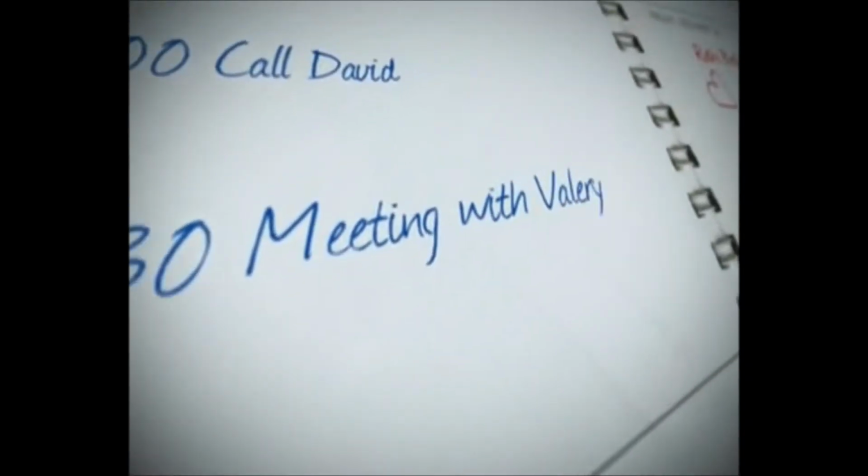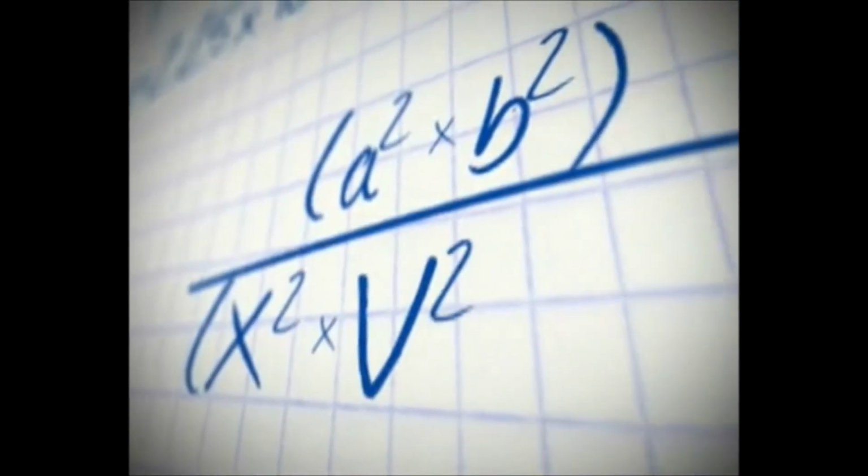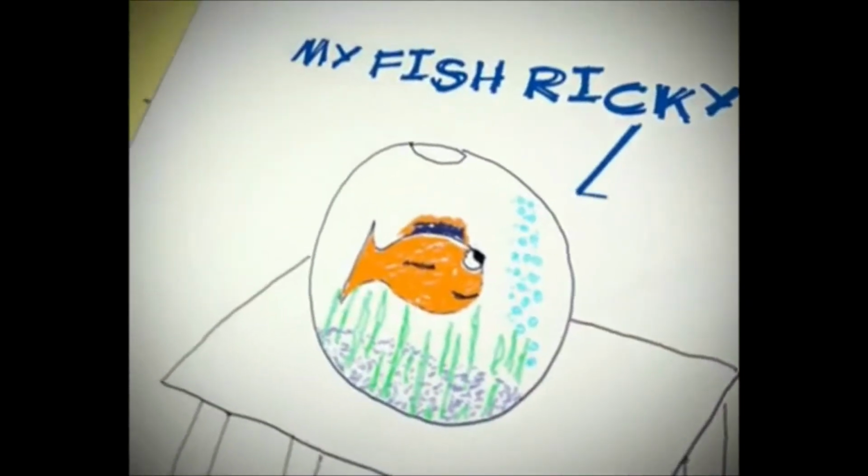Meeting with Valerie at 4:30. X squared multiplied by V squared. This is Ricky, my fish. Take the first right, continue straight till the second intersection.